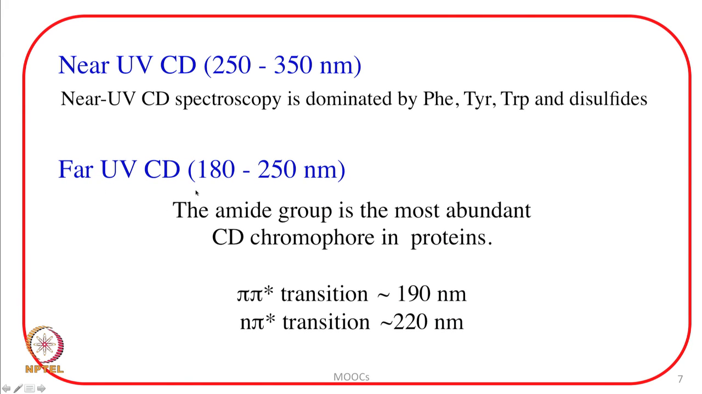which is in the range 180 to 250 nanometer, in which amide group is most abundant CD chromophore in proteins, give rise to bands. For example, pi star transition will be observed at 190 nanometer and n pi star transition observed at 220 nanometer.